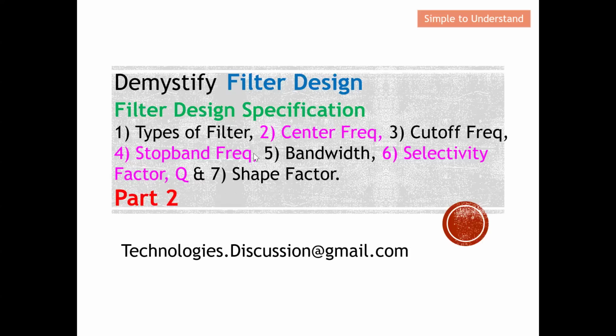Next, I will define what the center frequency of the filter is, where to locate the cutoff frequency, and how to know where the stop band frequency is. Next, the bandwidth of the filter. Sixth, the selectivity factor Q. This selectivity factor Q has an inverse proportional relationship with bandwidth, which we are going to take a closer look at later on. Last but not least, for this video, I will discuss the shape factor of the filter. So basically, this will be the objective of this video.